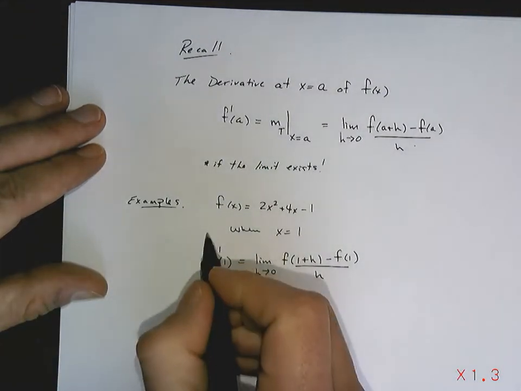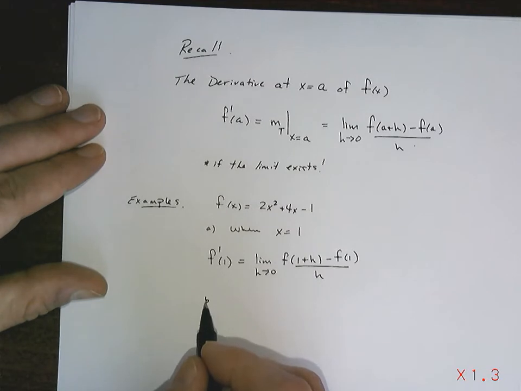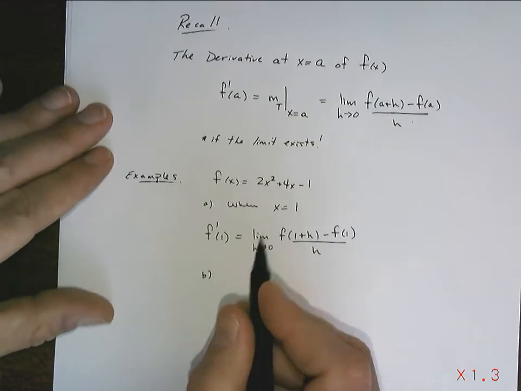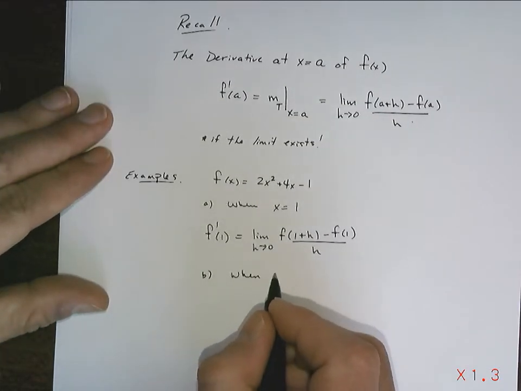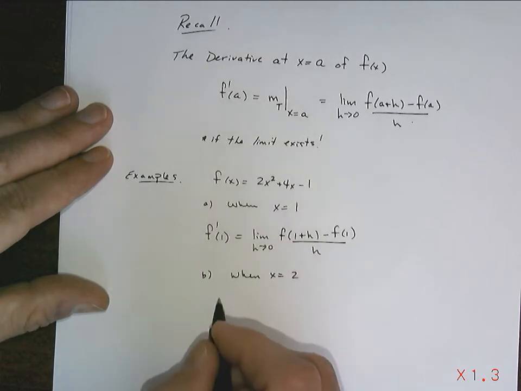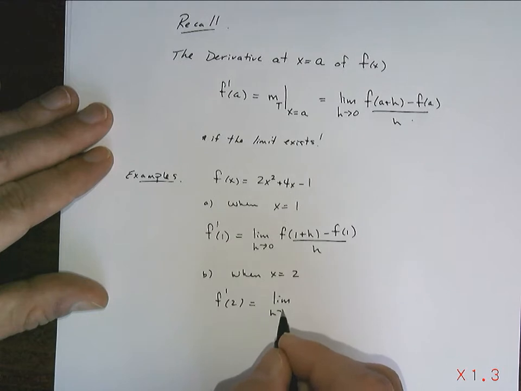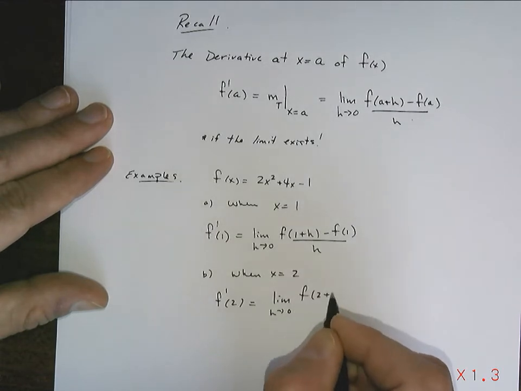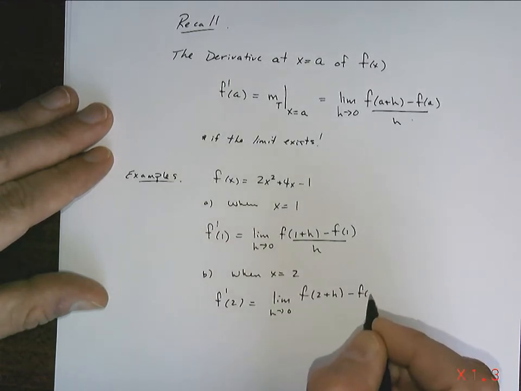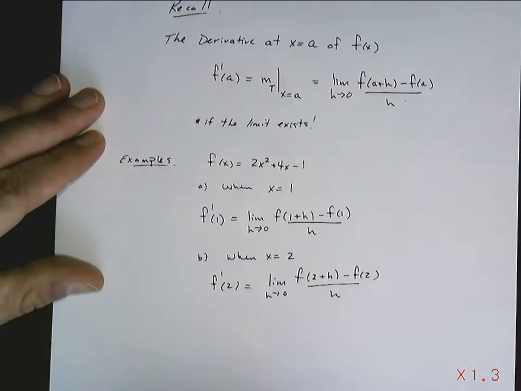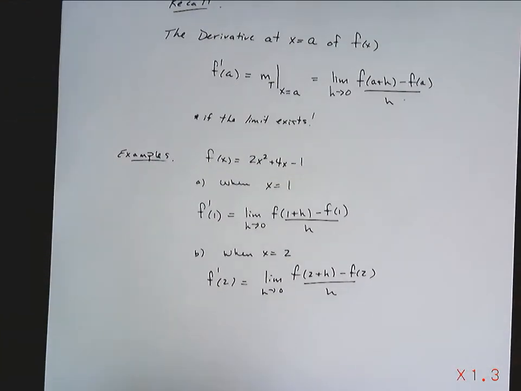And then if I came along and said, okay, I changed my mind. I don't want to know it when x equals 1. I want to know it when x equals 2. Well, then you'd have to do the equation f of 2 plus h minus f of 2 over h. And you'd have to work all that out. And it would be a different answer. It would be a different slope because the tangent has moved along that curve.